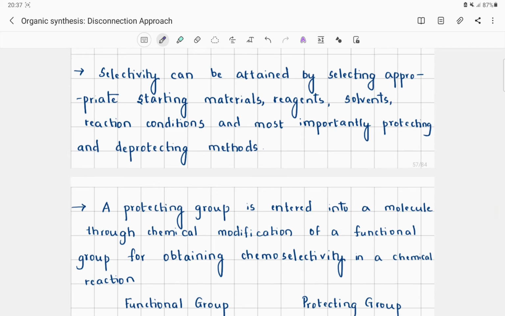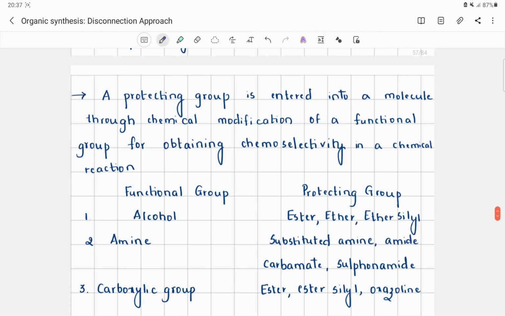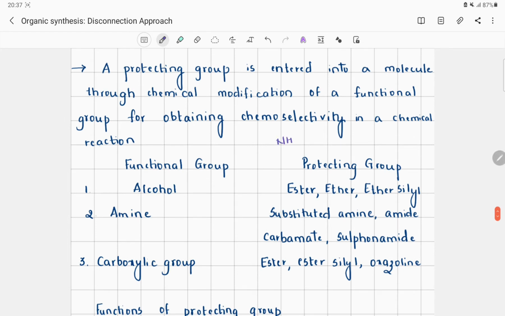and reaction conditions. What is a protecting group? It is entered into the molecule through chemical modification of a functional group for obtaining chemoselectivity in a chemical reaction. We have already seen what a protective group is. For example, if there is an NH2, if I convert it into NHCOCH3, what I have done is protect the NH2 group by converting it to its respective acetyl group, and in this way I have protected the NH2 group from an unnecessary reaction.